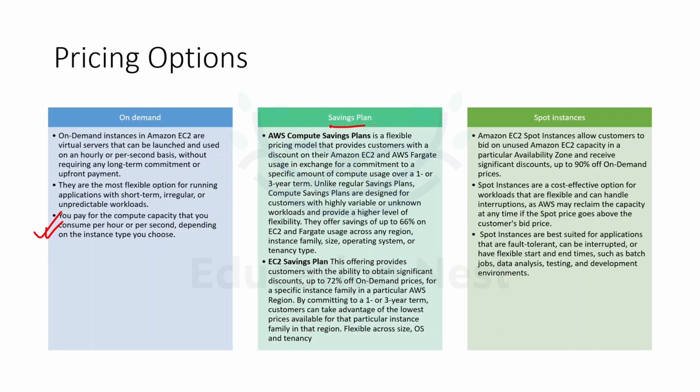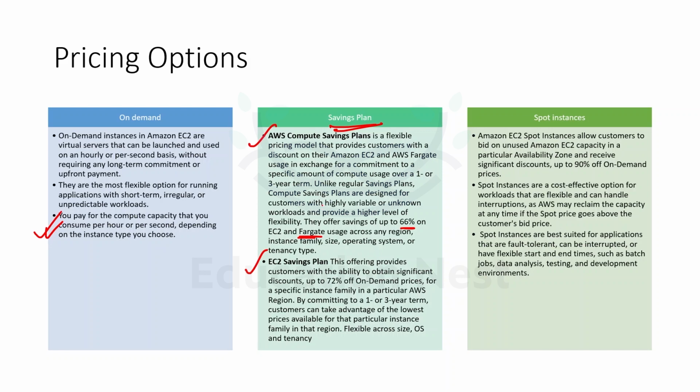Then we have savings plan. It is a flexible model. Within the savings plan, we have two options: compute savings plan and EC2 savings plan. Compute savings plan is a flexible pricing model which provides us the instances at a discounted rate. How much of a discount can we get? We can get 66% discount on on-demand instances. What is Fargate? We'll be understanding that in the containerization module, so don't worry if you're not understanding it right now.